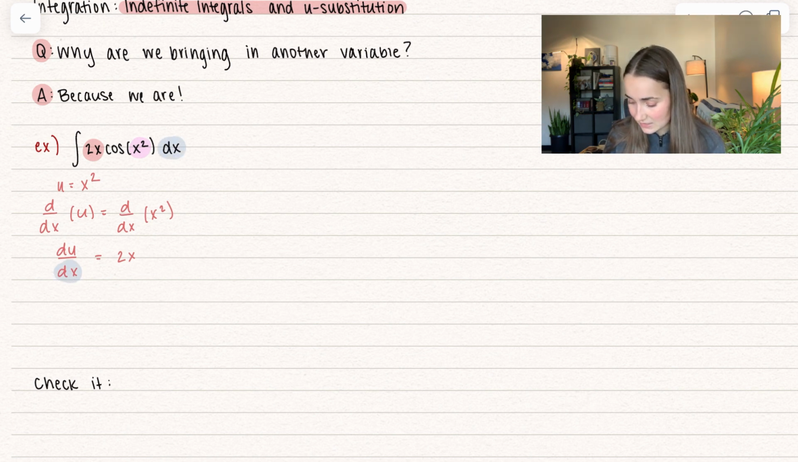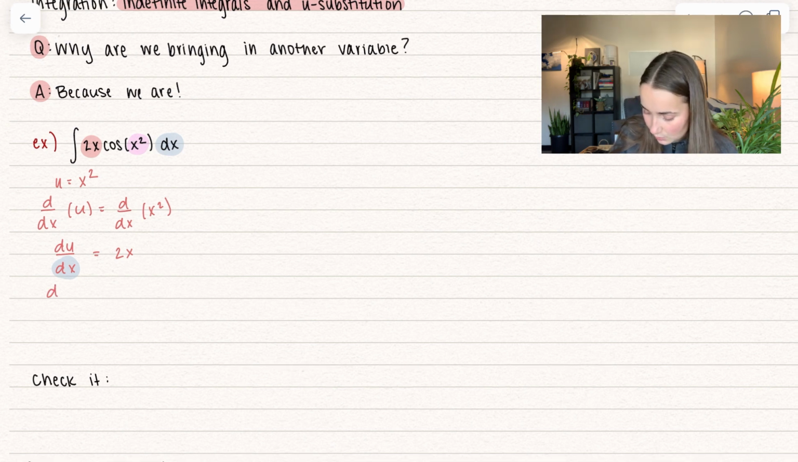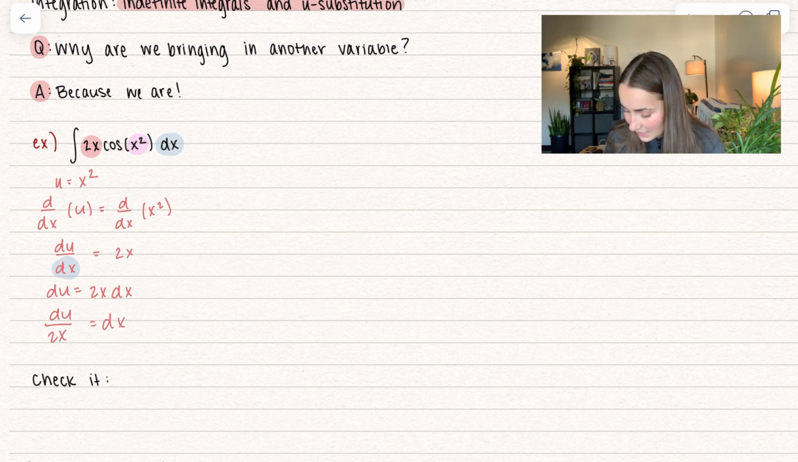So I'm going to go ahead and solve for it on this side. So first I'm going to multiply that dx over. So I get du is equal to 2x times dx. And now I can go ahead and divide over that 2x. So I get du divided by 2x is equal to dx. And now what we can do is we can take this whole equation and we can replace it. So let's go ahead and replace our moving parts.